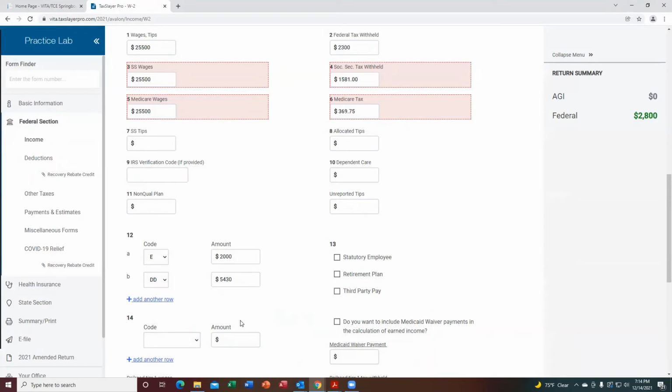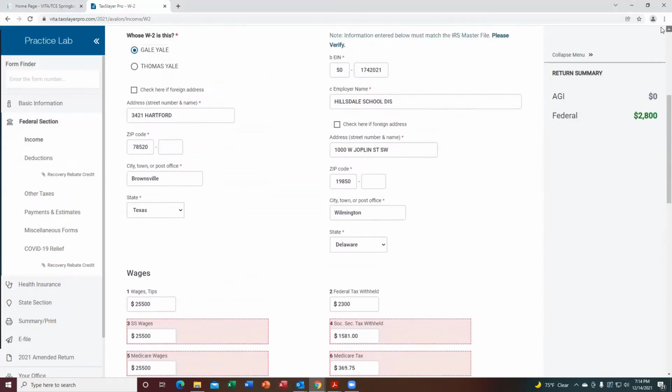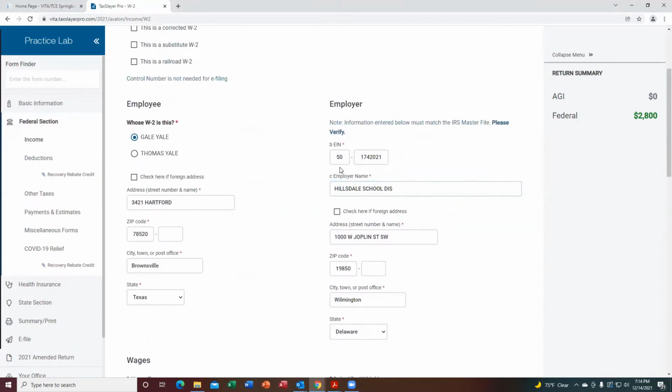Miss Alice, could you please repeat the EIN for the employer so I can enter it and the system can populate? I used 501-74-2021. Okay, thank you.